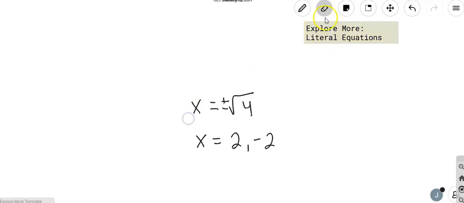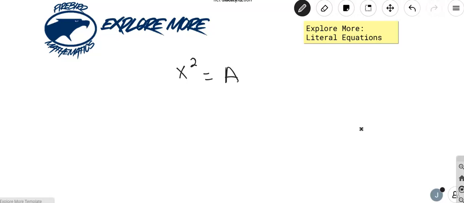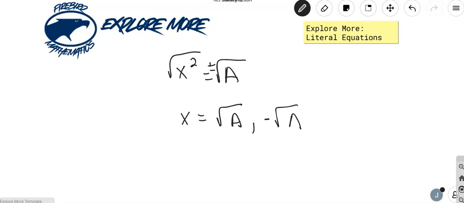So how does that have to do with our literal equations? So let's say instead of solving for a value like 4, what if we have a literal equation like x squared equals a? And we're still trying to solve for x. So we would still do the inverse operation, so take the square root. And when we do that, we have to introduce the plus or minus. And so our solution would just be x is equal to the square root of a or the negative square root of a. And we can't find that value, and so we would just leave our solution like that.